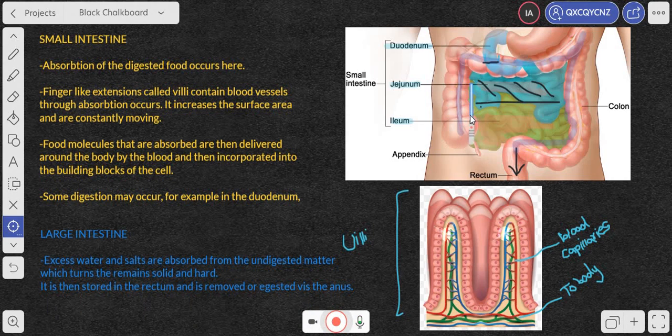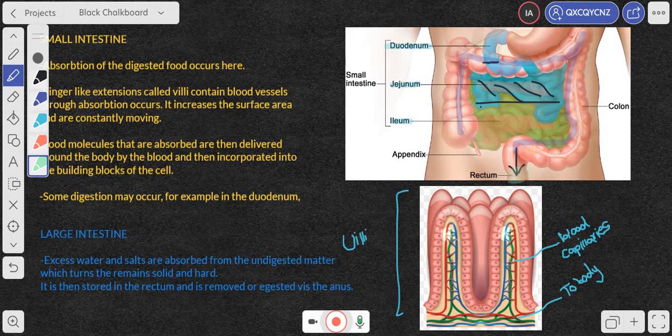So basically the undigested matter here may be moving through the colon, also called the large intestine. Excess water is absorbed along with some salts, making it hard and solid, and then it is stored in this region here in the rectum, which is also a muscular bag. It's stretchable, and when the time has come for it to be removed, it is excreted, and that is when you go to the bathroom to poop, right?